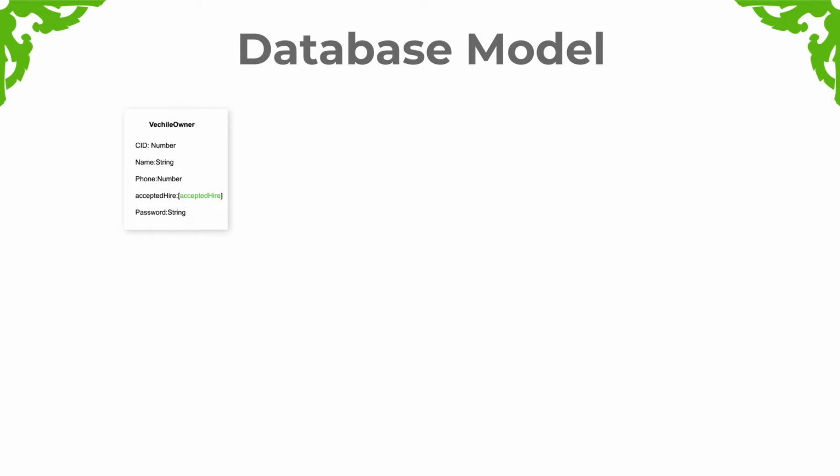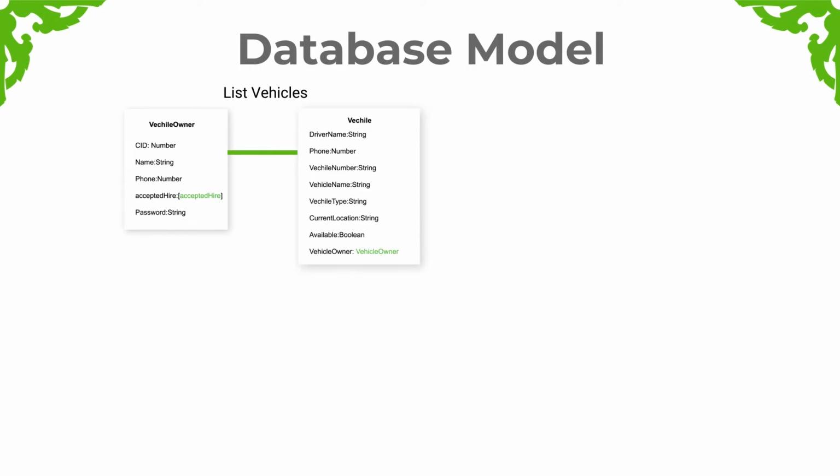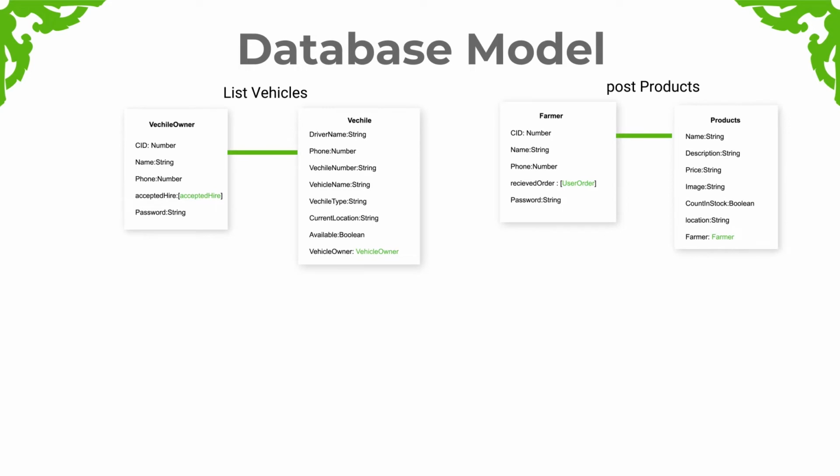Here the referencing is represented by green colored text, which is the same as the foreign key in a relational database. The vehicle owner will list or add the vehicle, and in the vehicle model, an attribute called vehicle owner will refer to the person who has listed or registered the vehicle. Similarly, the farmer will post his or her agricultural products, and the product module will contain an attribute called farmer that will refer to the farmer who has uploaded that particular product.